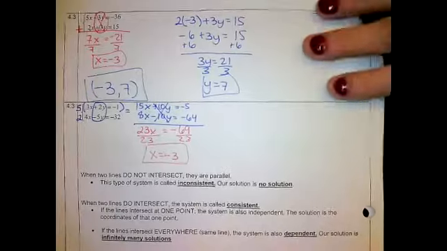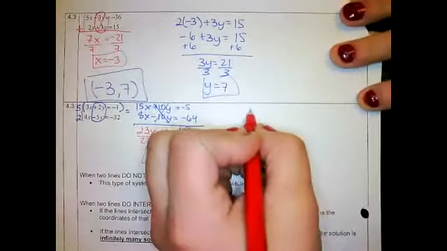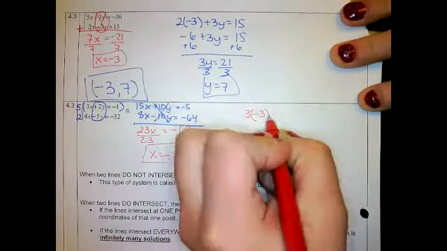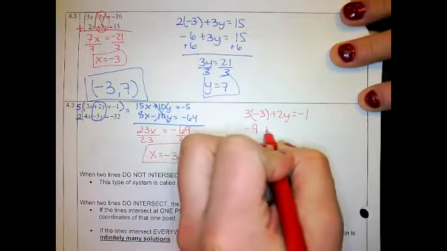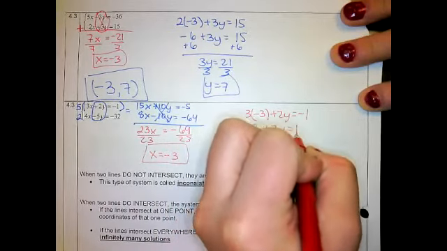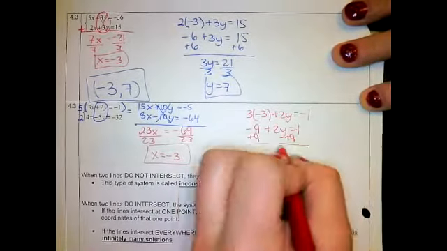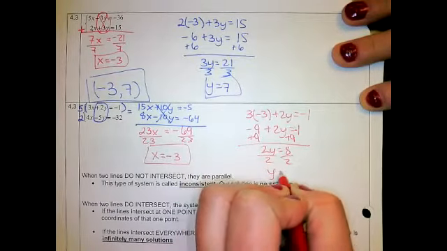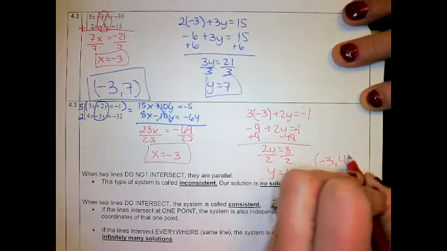Now let's go on ahead and plug that x back in to find our y value. So we have 3 times negative 3 plus 2y equals negative 1. So negative 9 plus 2y equals negative 1. Add 9 to both sides. 2y equals 8. And divide, I get y equals 4. So my coordinate then is negative 3, 4.